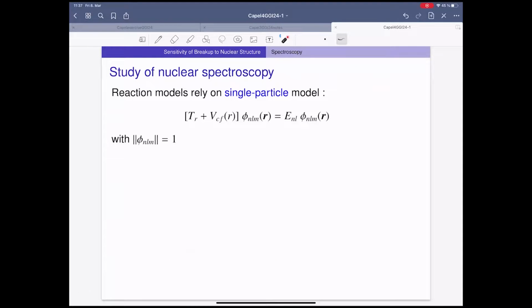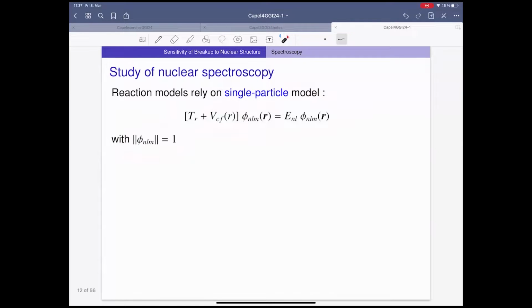Now, apart from the binding energy, everything I've said is using a very simple single particle description of the nucleus. We use an effective description, assuming you have a core in its ground state, and then a neutron that is loosely bound to the system, and you describe that using an effective potential. And in particular, the wave function here is normalized to 1. It's normalized to unity.